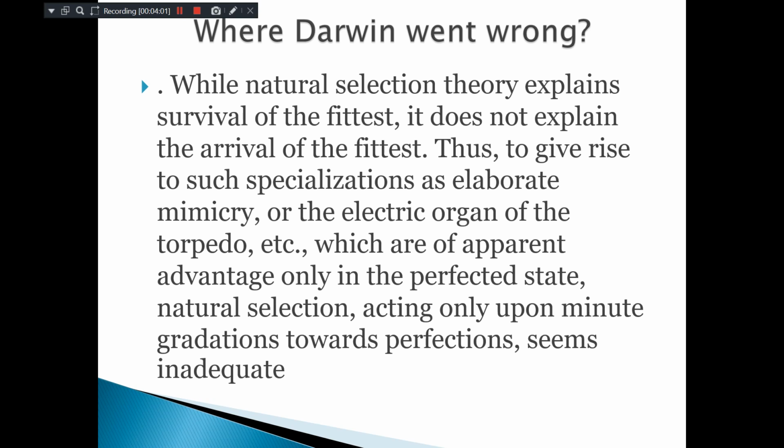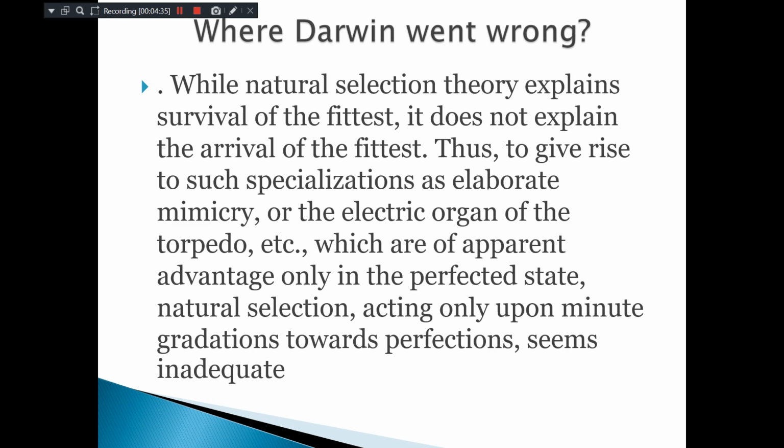They even failed to explain how the variations are transmitted from one generation to another, or from parents to offspring. So that's why now, after studying this Darwin Wallace concept, or theory of natural selection, what we should do is know where Darwin went wrong, or, a more precise terminology, the criticism of the Darwin Wallace concept. This criticism is based on the modern knowledge that we have.